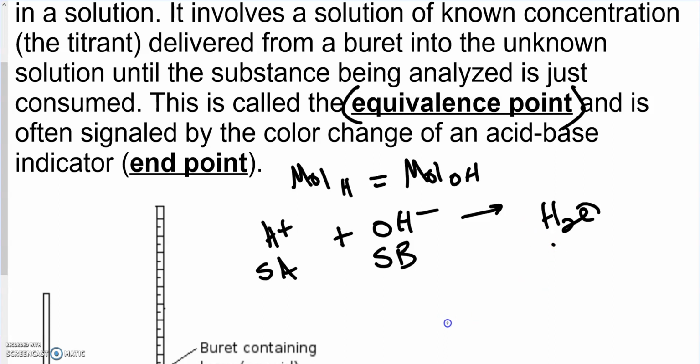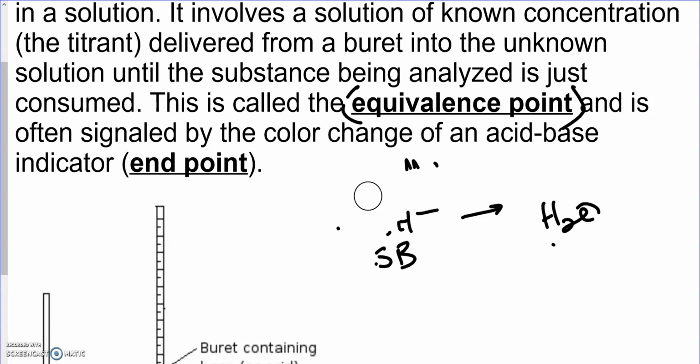Now, the equivalence point is not always neutral, which we're going to see as we work through these problems, but that's essentially what we're working on. We want the moles of the hydrogen to equal the moles of the hydroxide, so we end up with pure water and some type of salt by the time everything's said and done. All right, so let's look at some of the math here and how this works. And again, we've done this before.